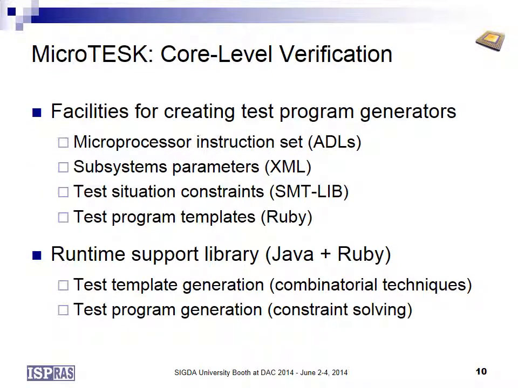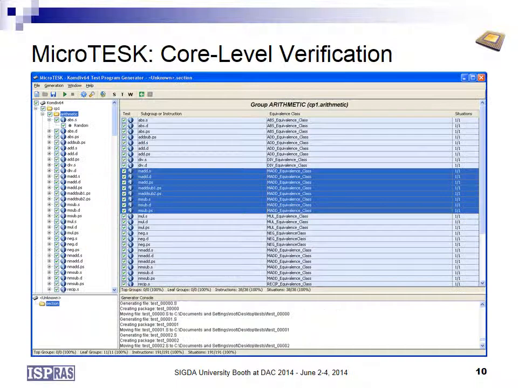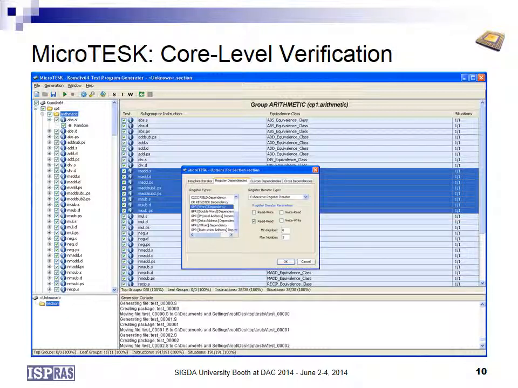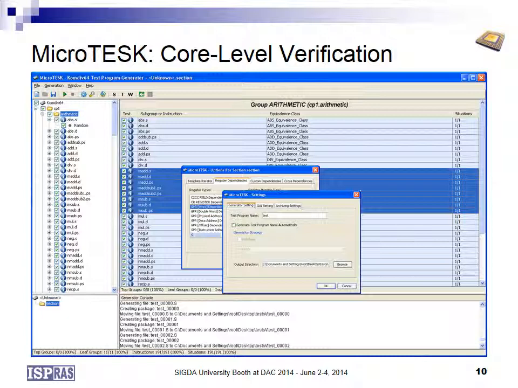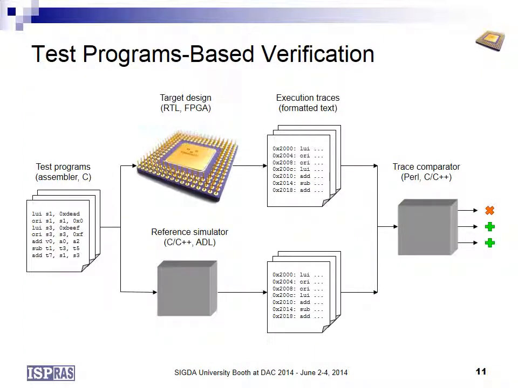MicroTESK aims at core level verification. It supports development of ADL descriptions of microprocessors, defining possible test situations and test program templates. The generation of test programs is supported by the included library, which, using the ADL description, solves constraints in templates and produces ready-to-execute assembler code. Here is a visual form of the MicroTESK prototype, selection of dependencies between selected groups of instructions, and setting of the folder to contain results. Typical test program-based core-level verification means applying the same test program both to the target design and the reference simulator. Then execution traces are compared with each other.